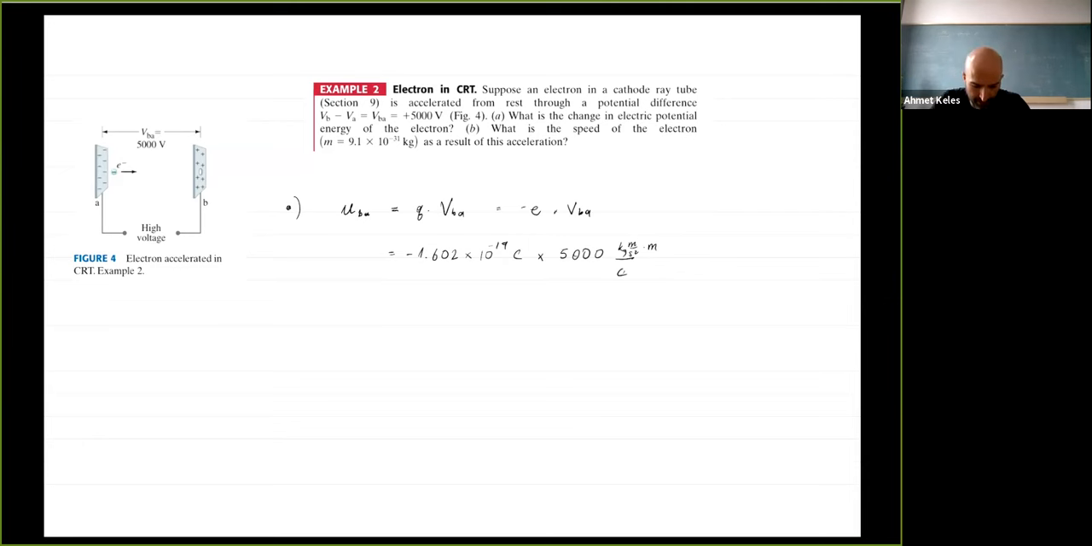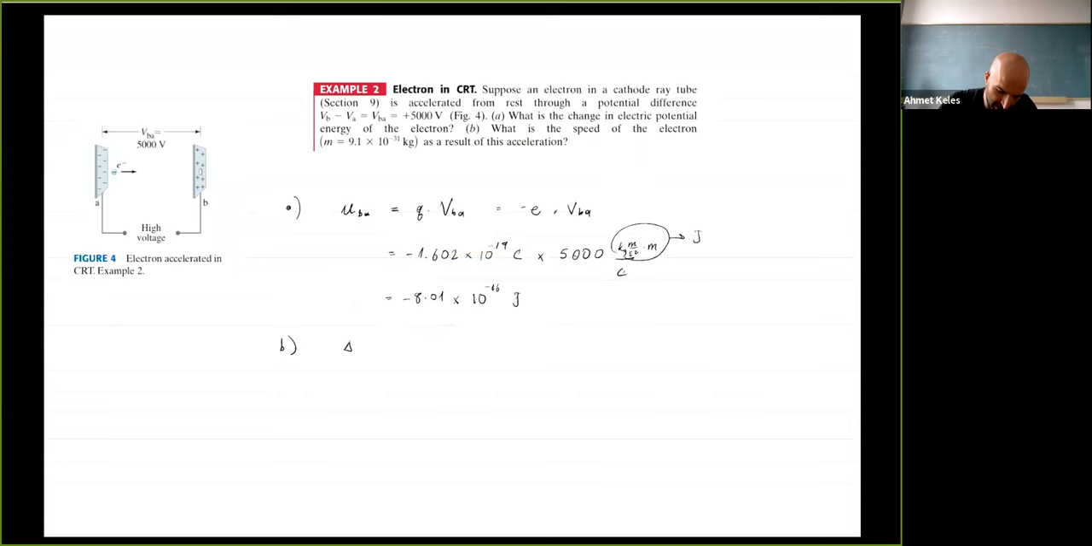This is kilogram. So this thing is joules, so we have the energy, as it should be. So we can multiply these numbers, which is equal to minus 8.01 times 10 to the minus 16 joules.